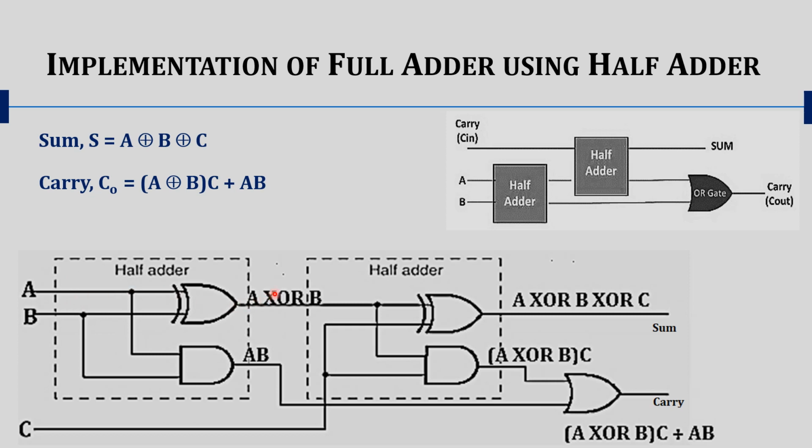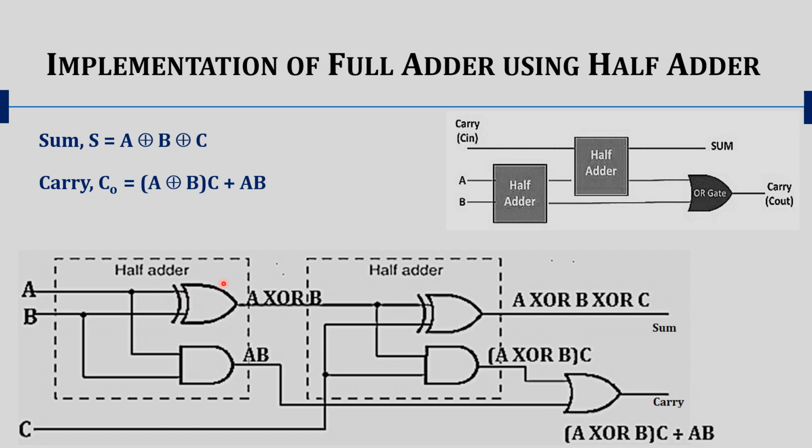In the first half adder, we are giving A and B as the inputs to the XOR gate. It generates A exclusive or B. Then we are giving C to the second XOR gate in the second half adder. So A XOR B XOR C will be generated as the output from the XOR gate of the second half adder. Then the carry out is equal to A exclusive or B into C plus AB.